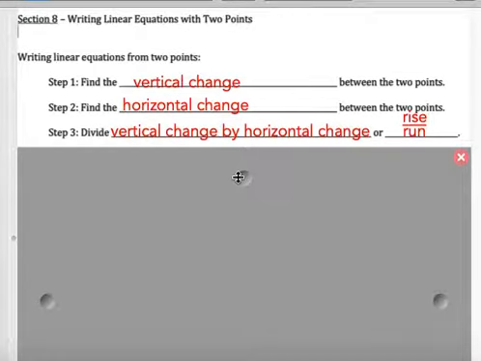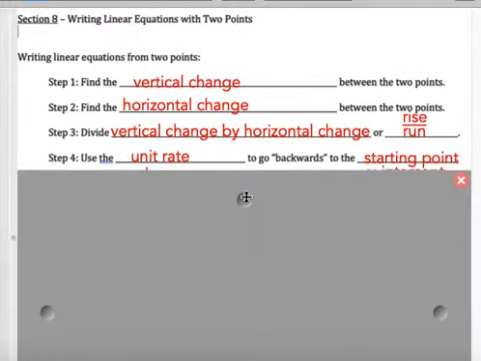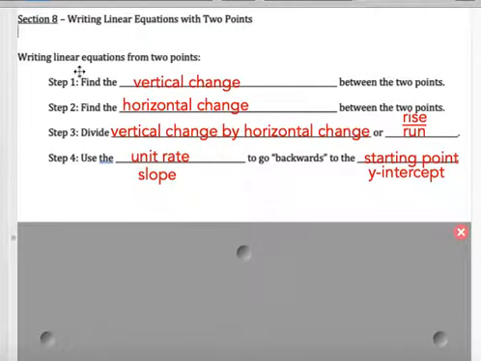So using the unit rate or the slope that we just calculated in steps 1 through 3, we need to go backwards to find the starting point or the y-intercept. Once we have those 2 pieces of information, we'll be able to write our equation.